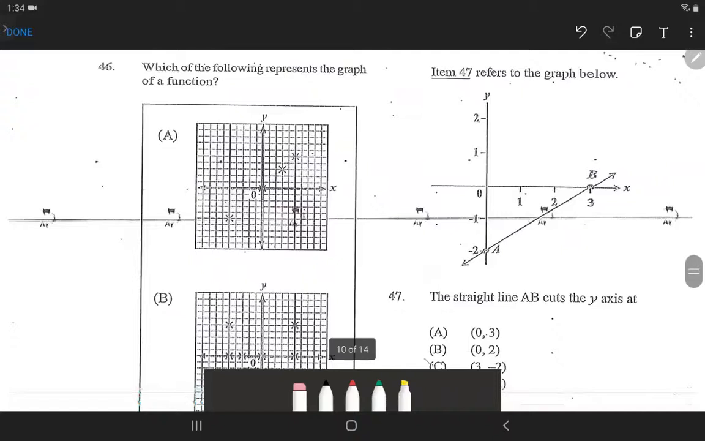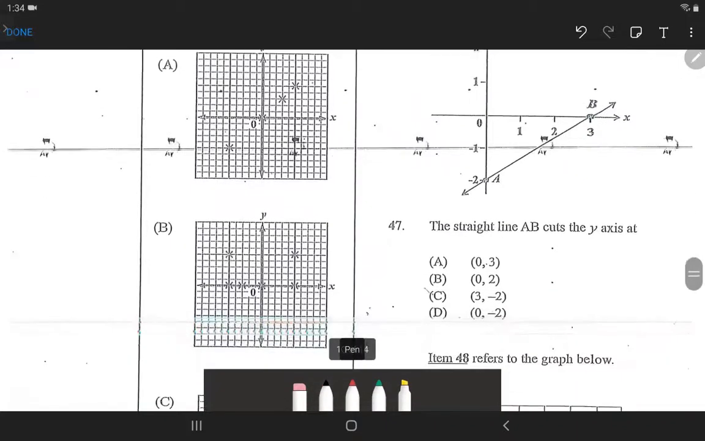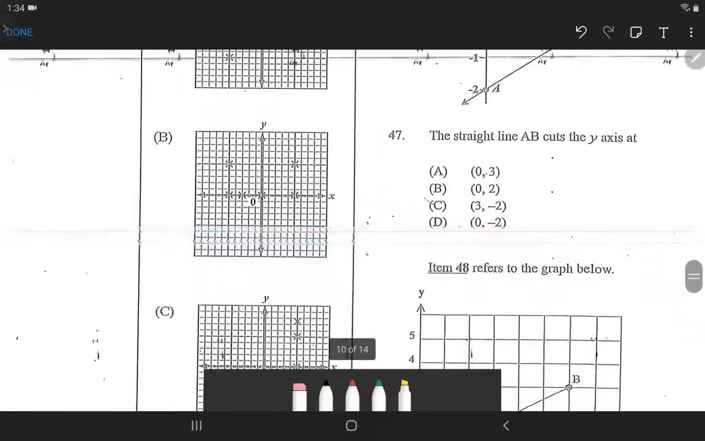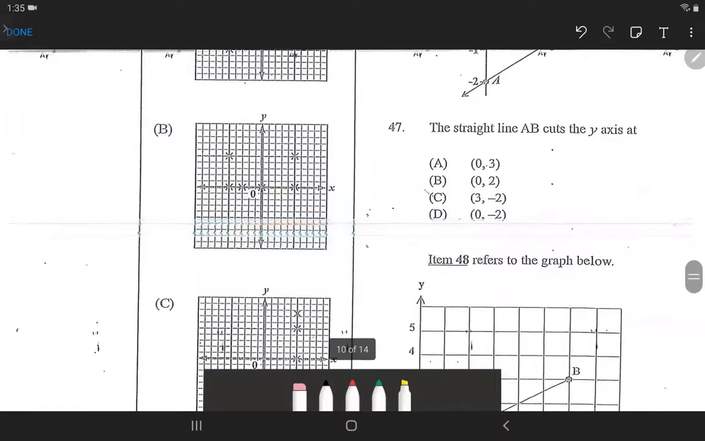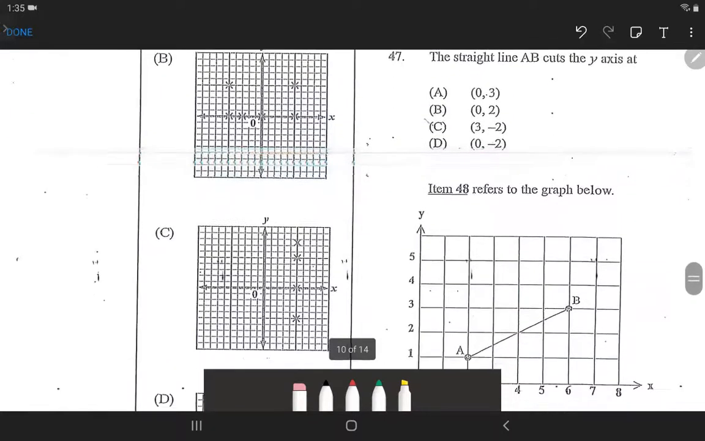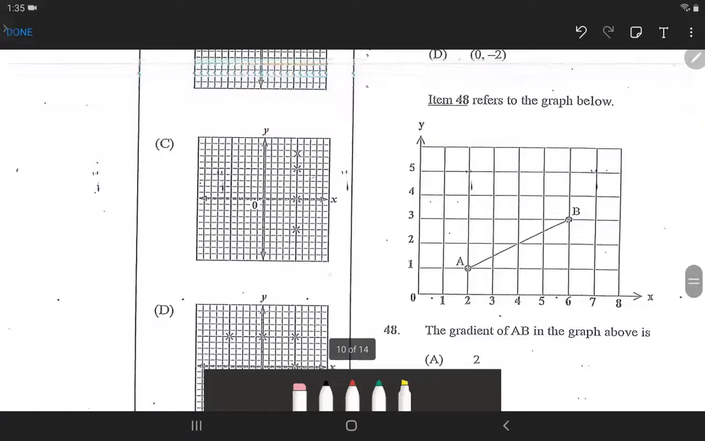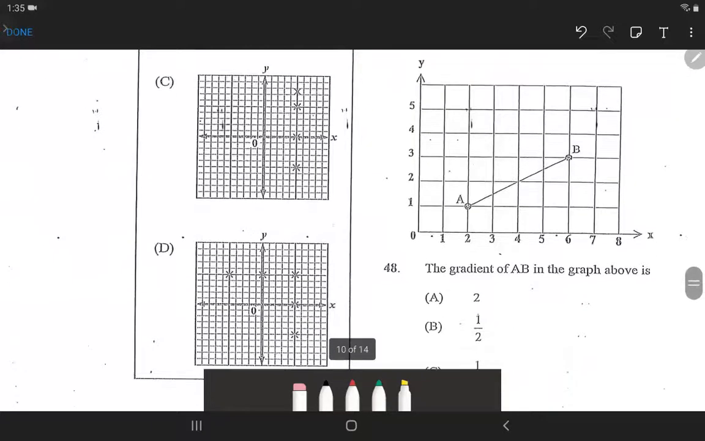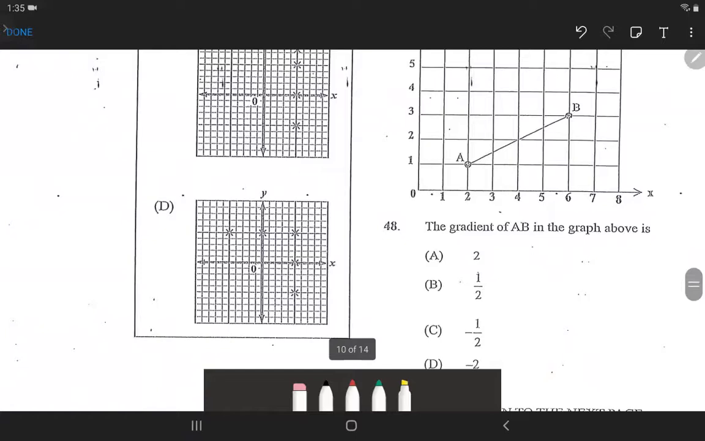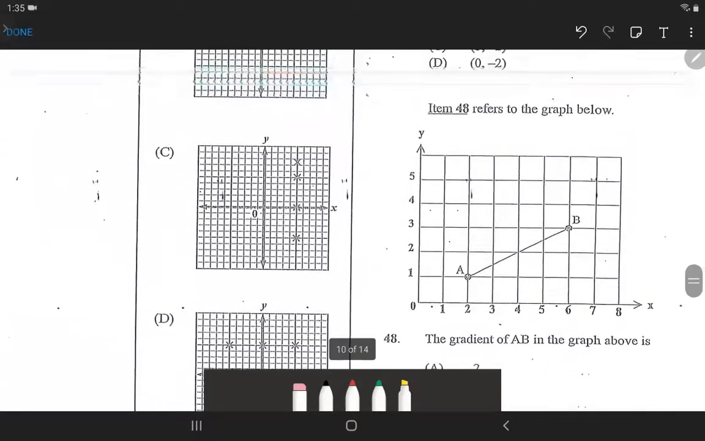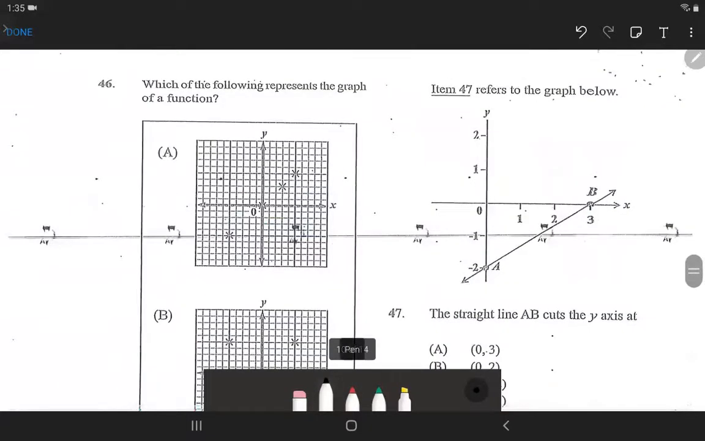46, which of the following best represents a graph of a function? Let's look at them. A is a one-to-one function. B is a many-to-one function. C is a one-to-many function. And D is a many-to-many function. So that happens to be A. A is the only one that represents a function because it is one-to-one. One value of X is one value of Y.